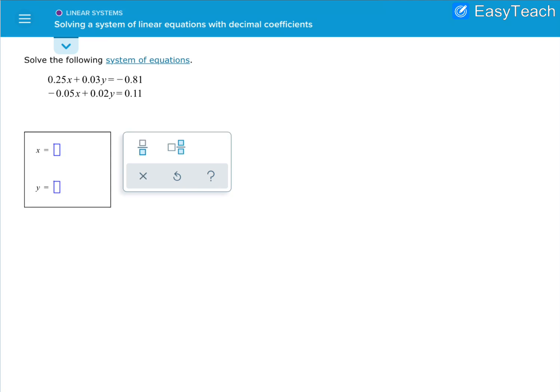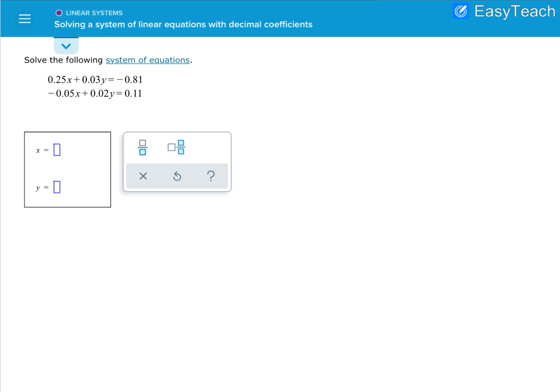Hello everybody, so this is Mr. Bowman. Today we're going to be looking at the ALEX topic, solving a system of linear equations with decimal coefficients. Similar to when we solved the fractional coefficients, our first step is going to try to get rid of them.